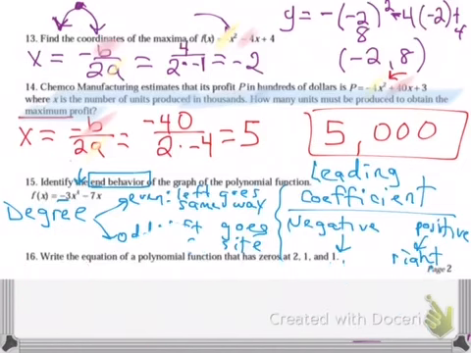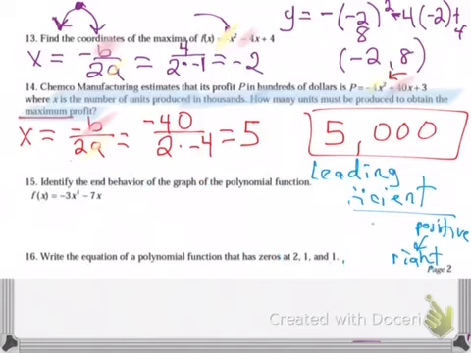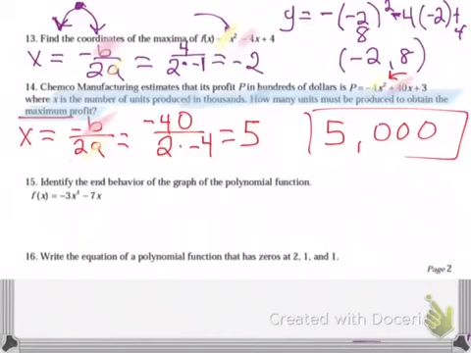Okay, as I erase, let's read 16. Write the equation of a polynomial function that has zeros at 2, 1, and negative 1. So what do they mean by this? Well, here they are actually giving you the answers. They're telling you the zeros, roots, solutions, x-intercepts, they all mean the same thing.